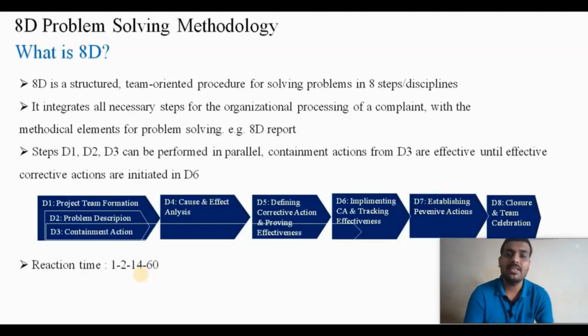Case two is when the customer complaint is from an outside city supplier, then you have to follow the time frame of 2-14-60. Here, in the first 2 days or 48 hours, you have to complete D1, D2, D3, that is up to containment action. You have to complete all steps in 2 days only. Similarly to case 1, in 14 days you have to define corrective action and prove its effectiveness, and in total 60 days you have to complete your project. So this is about the reaction time.